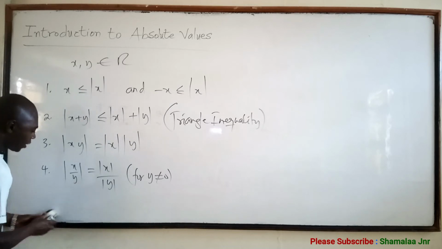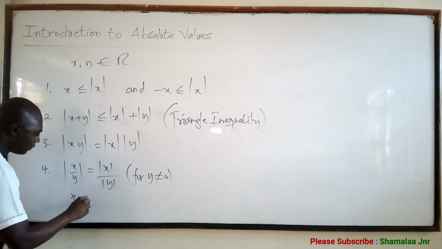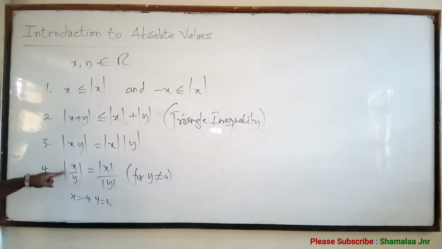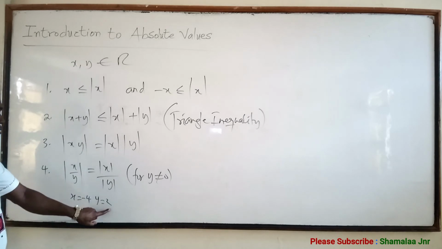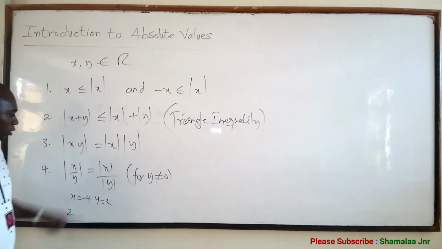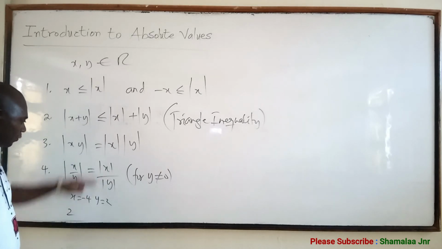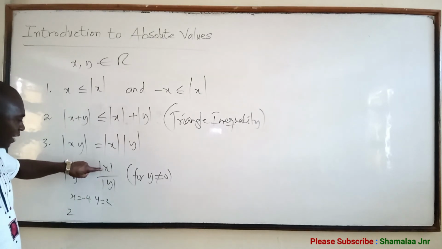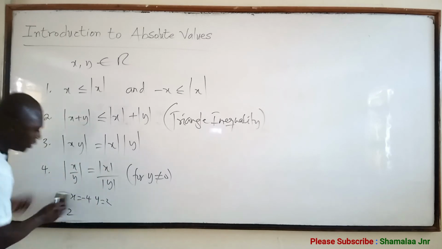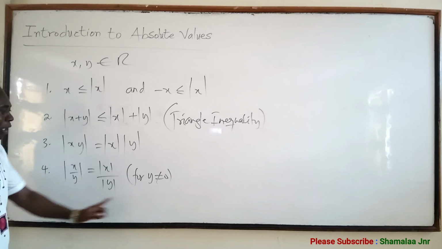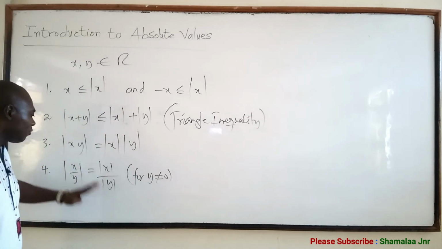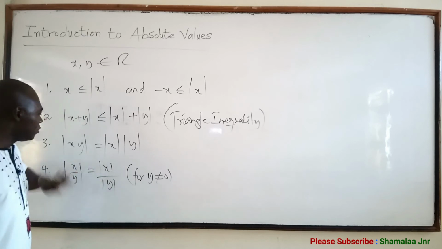Isn't it? If x is equal to say -4 and y is equal to 2, -4 divided by 2 will be -2. The absolute value of -2 is 2. Now when you come here, the absolute value of -4 is 4, divided by the absolute value of 2, which is 2. So 4 divided by 2 is 2. So this is true. Yes, this is true. And we are saying that y should not be equal to 0. If y is not equal to 0 and x and y are real numbers, then this is true.